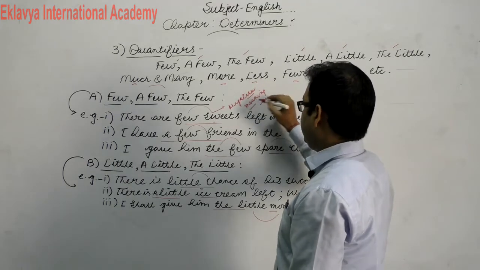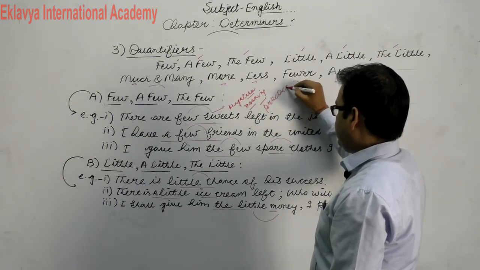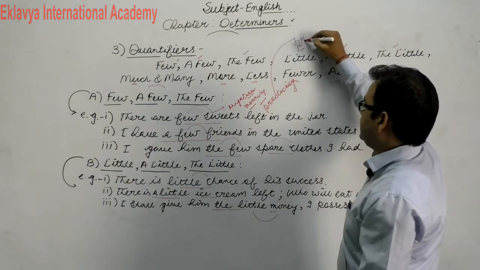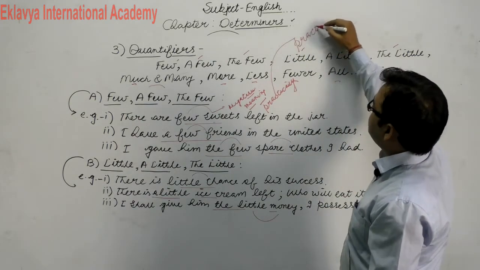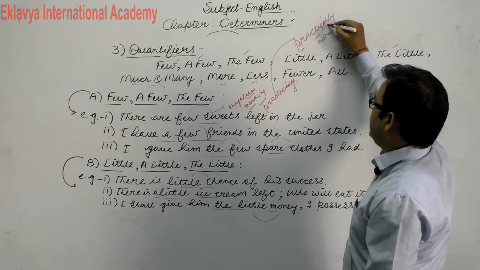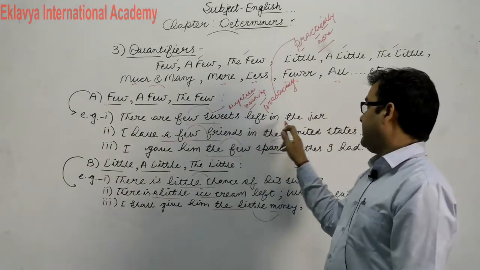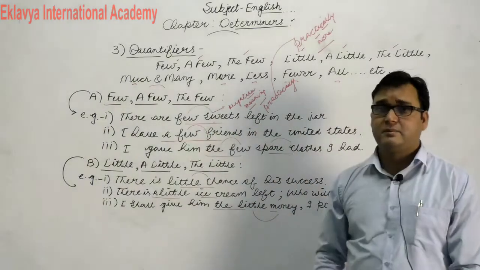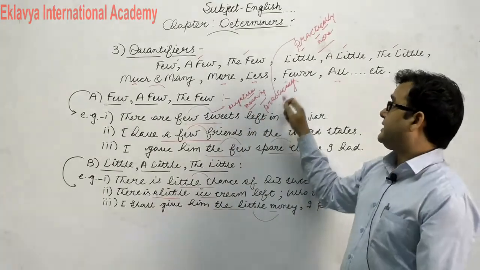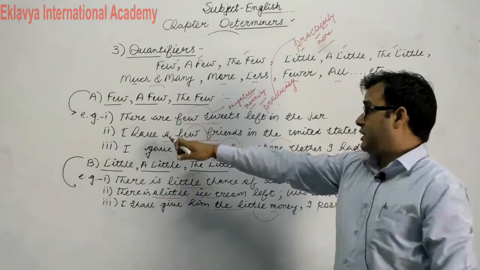Meaning, or we can say that practically none. Okay, there are few sweets left in the jar, that is, very few sweets are left in the jar, which means almost none. It has a negative meaning. Practically none means there is nothing left inside. So, almost none.